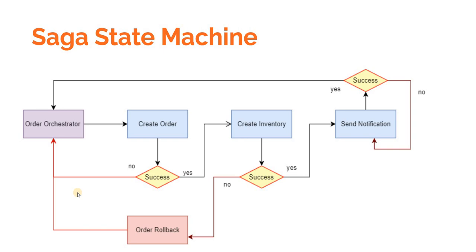But if the inventory creation is unsuccessful, then use a compensating transaction to roll back the order and send the response back. And if the inventory creation is successful, then send a notification calling the notification API. And if the notification sending is successful, then send the response back to the UI or retry sending the notification. So that was the overall idea of implementing distributed transaction using Saga orchestration.